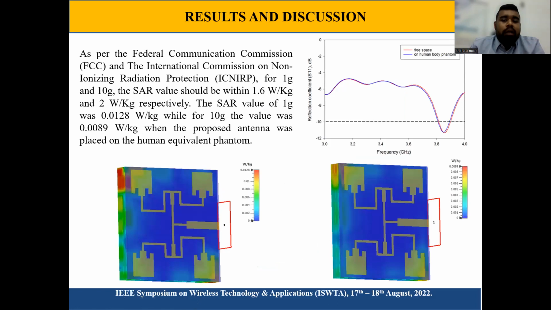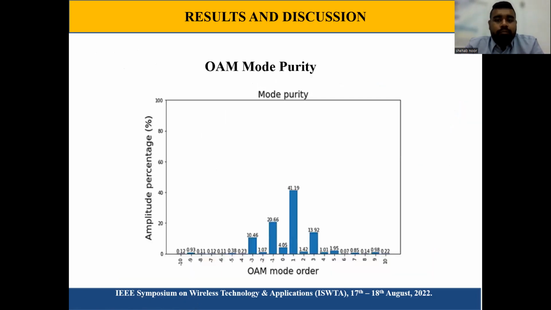And it can be seen that for 1 gram of tissue, the value that we got was 0.0128 watt per kg. It's within the accepted range because the maximum limit is 1.6 and our value is 0.0128. And for 10 gram of tissue, we have obtained 0.0089 watt per kilogram, whereas the maximum limit is 2 watt per kilogram. Therefore, our proposed antenna can be deployed for body-centric communication systems.